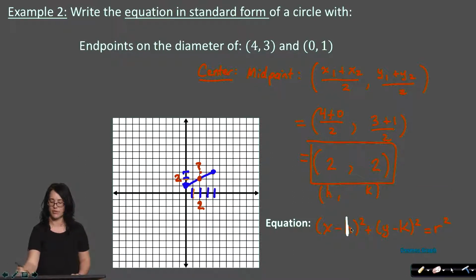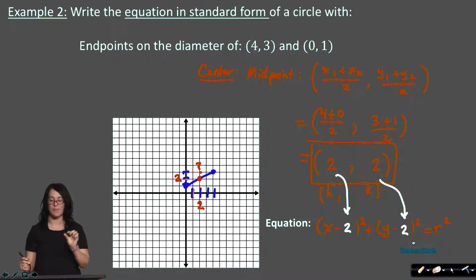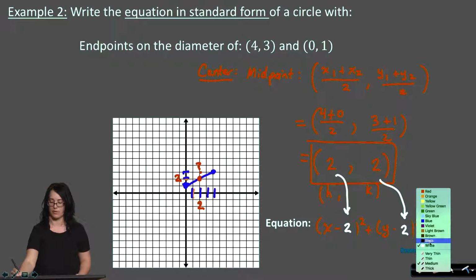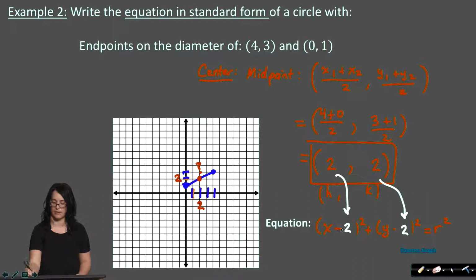So let's replace h and let's replace k with the appropriate numbers we've just found. h was, that's right, 2. k was 2. But notice in the equation, it's always the opposite of h and the opposite of k. So that's why we keep minus 2 and minus 2 next to the y as well. So we currently have almost everything we need for the equation of this circle.